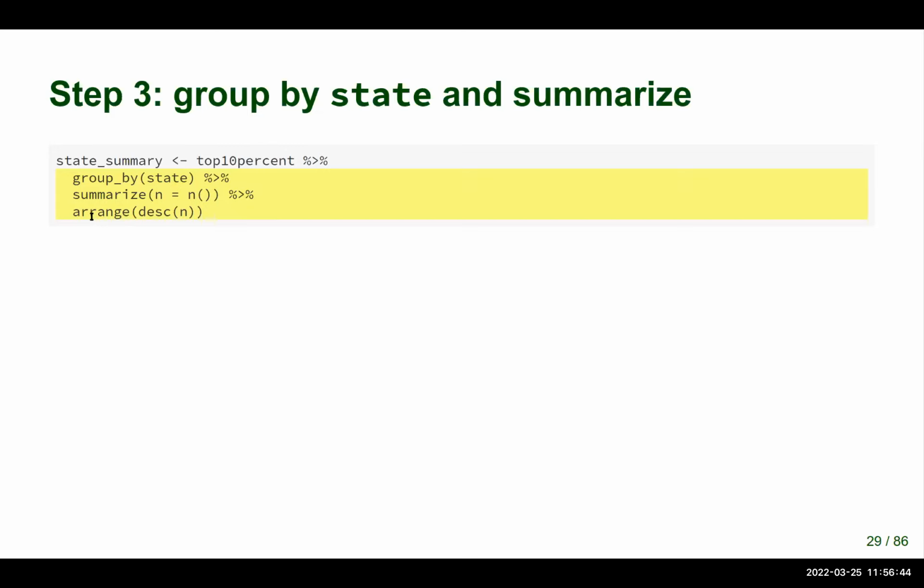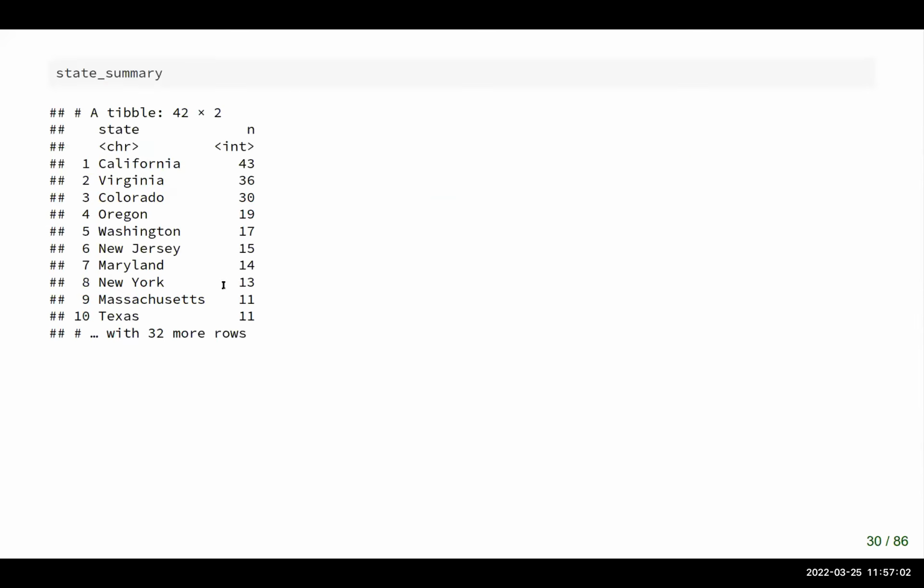The last method I'm using from the tidyverse here is arrange, where I'm arranging the data set now in descending order of this new n column, which is calculated from the n function. And the n function just gives you the number of rows. And so in this particular case, the result I'll get back will look like this. That'll be my state summary. So let's run that in R.